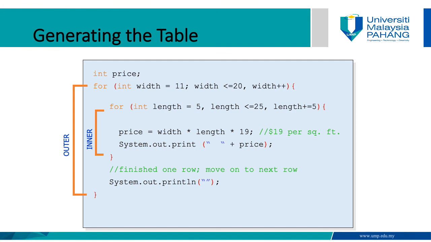So the length will be 5, 10, 15, 20, 25, and then it reached the limit of 25, back to the outer for, and then the width will be 13, and then go inside the inner for again, and the length will be 5, 10, and so on. It continues until the width is equal to 20, and then it will stop. Then it will generate the table like you see in the previous slide. That's how we do the nested for.